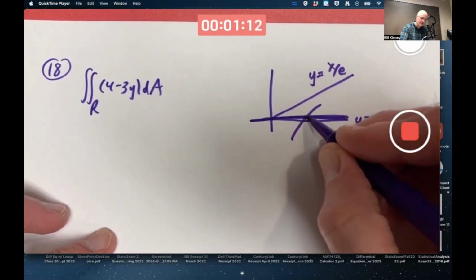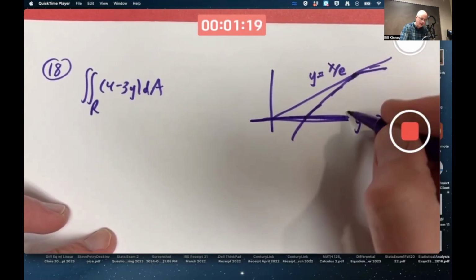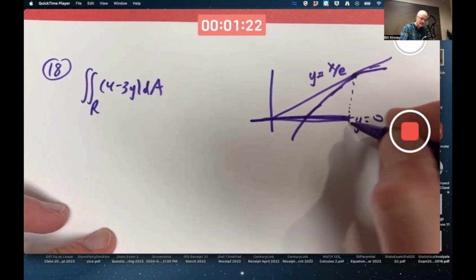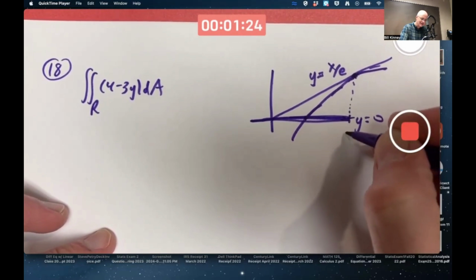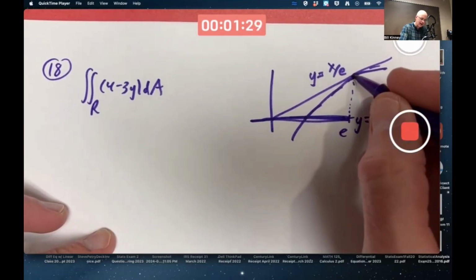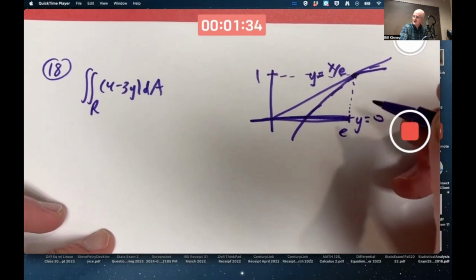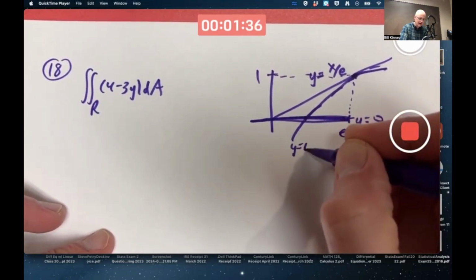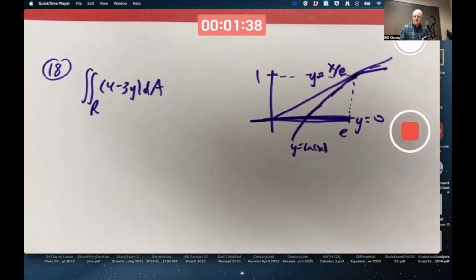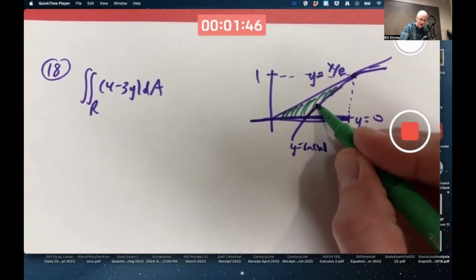And if you use your calculator, these graphs do touch at one point there when x equals e, right? When x is e, e over e is 1, and also ln of e is 1. This is y equals ln of x. So the region in question is this kind of triangular shape, except one side is not a straight line, it's a curve.